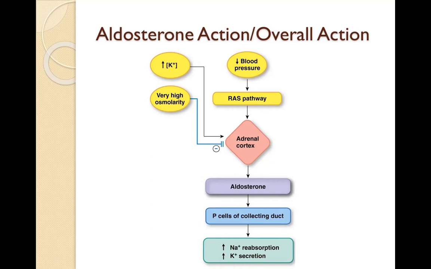The one main inhibitory factor of aldosterone action is a high extracellular fluid osmolarity. That will inhibit the adrenal cortex from releasing aldosterone. And therefore, you won't get the action on the P cells and you won't get that reabsorption of sodium or secretion of potassium. So if someone has a very high plasma osmolarity, aldosterone is going to be inhibited.